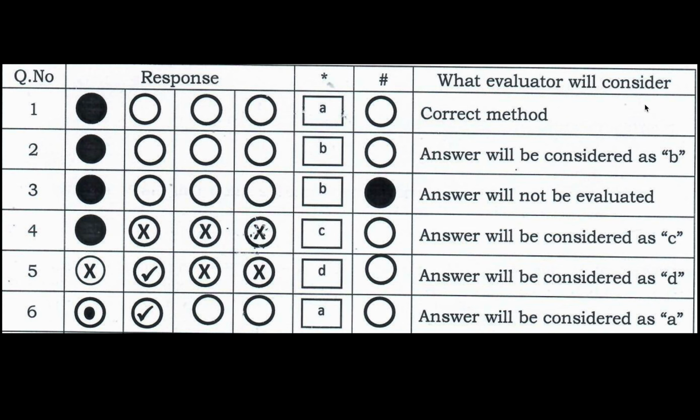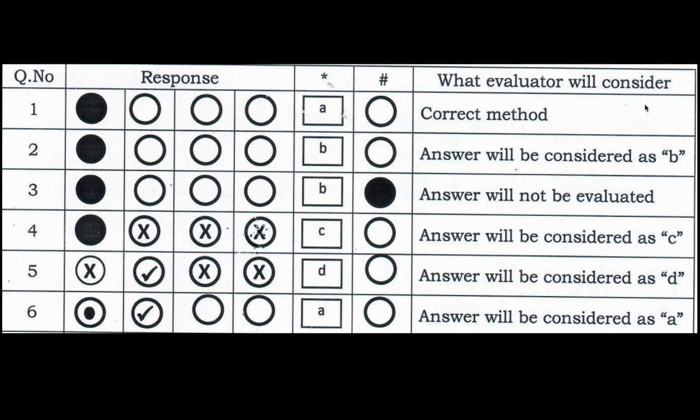As you can see in the second one, the candidate has marked option A as the correct response, but later on he figured out that no, B is the correct answer, so he has written B in the star column. So for the evaluator, B will be the final response from the candidate and it will be considered for evaluation, no matter whether it is correct or wrong. If it's right, you'll be given marks. If it's wrong, you won't be given marks.